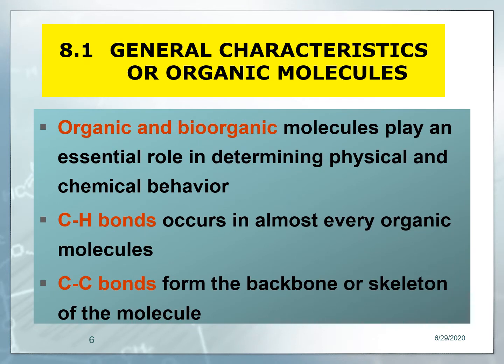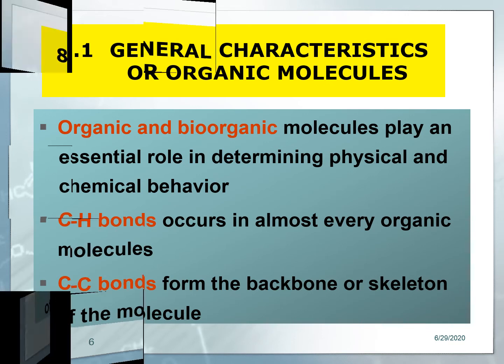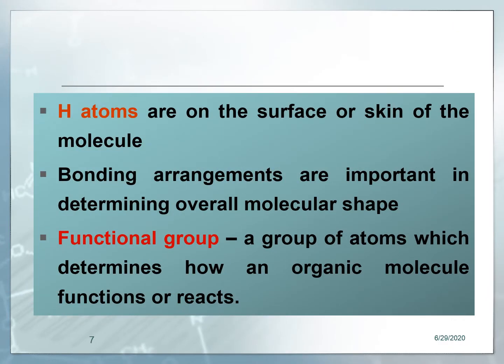The 3D shapes of organic and bioorganic molecules play an essential role in determining physical and chemical behavior. Carbon has 4 valence electrons and can attach to a maximum of 4 other atoms. The simplest bond type for carbon is a single bond. C-H bonds occur in almost every organic molecule, and C-C bonds form the backbone or skeleton of the molecule, while hydrogen atoms are on the surface, or skin, of the molecule. The bonding arrangements are important in determining overall molecular shape.